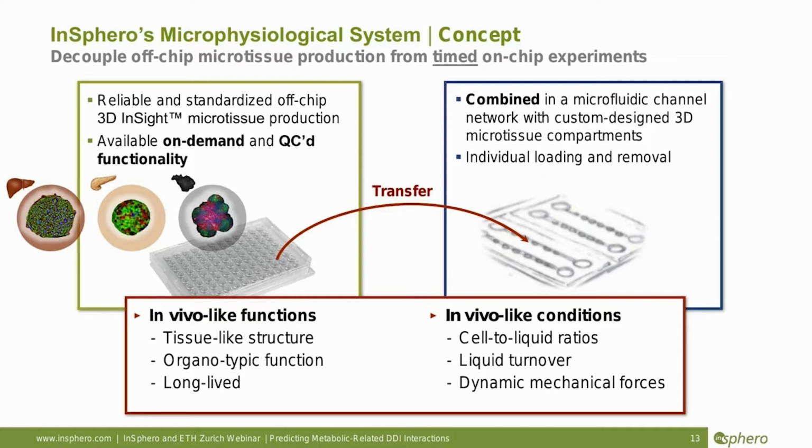Once QC'd, we transfer them into our microfluidic system where they are combined in microfluidic channels to create a network and to expose them to more in vivo-like conditions, such as in vivo-like cell-to-liquid ratios, liquid turnover, and the dynamic mechanical forces that they would expect also in vivo. So the microfluidic system is something that I want to present to you in more detail now.